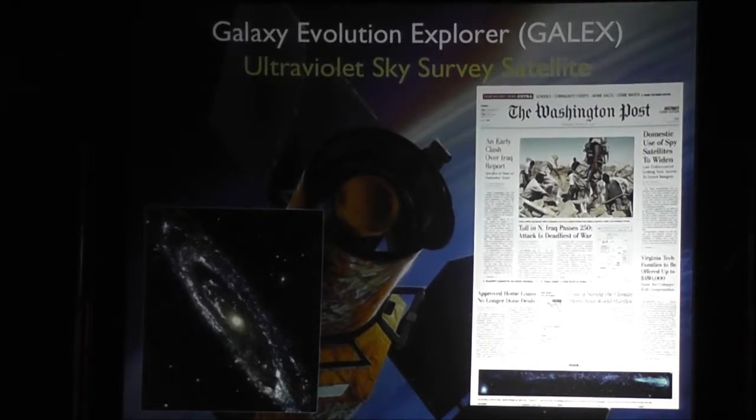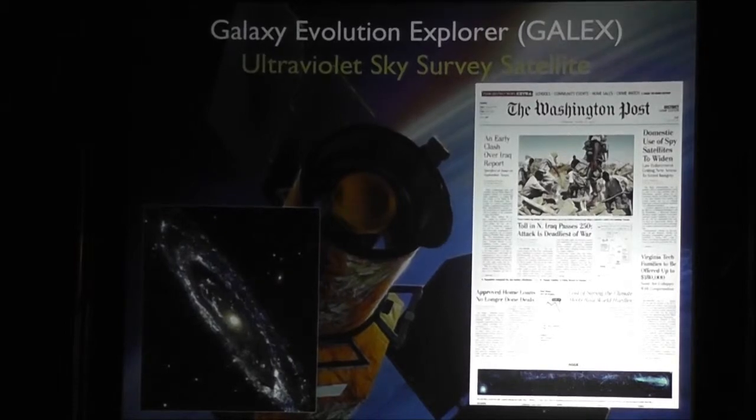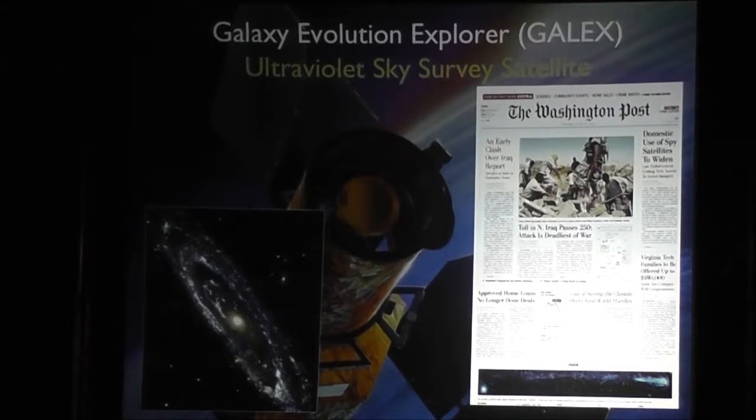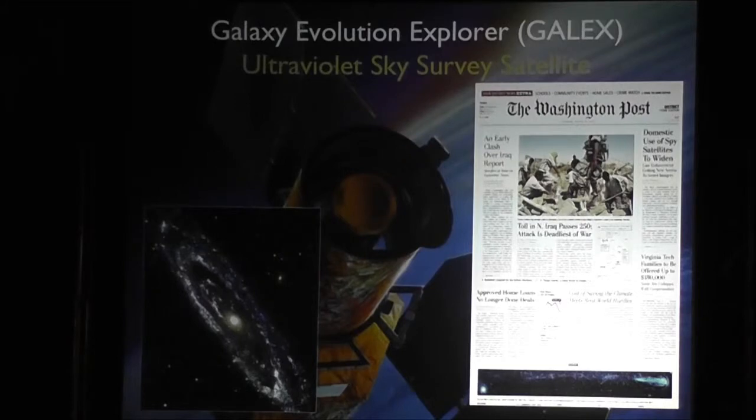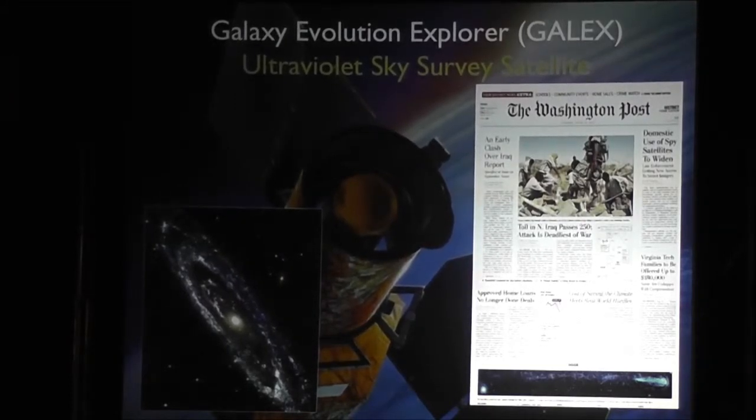And it's obtained many beautiful images. This is Andromeda in the ultraviolet. And it has made many discoveries, one of which was the discovery that the star Mira, which has been known for 400 years to be an unusual variable star, had a 2-degree long tail due to its stellar wind interacting with the interstellar medium. And that made the Washington Post.